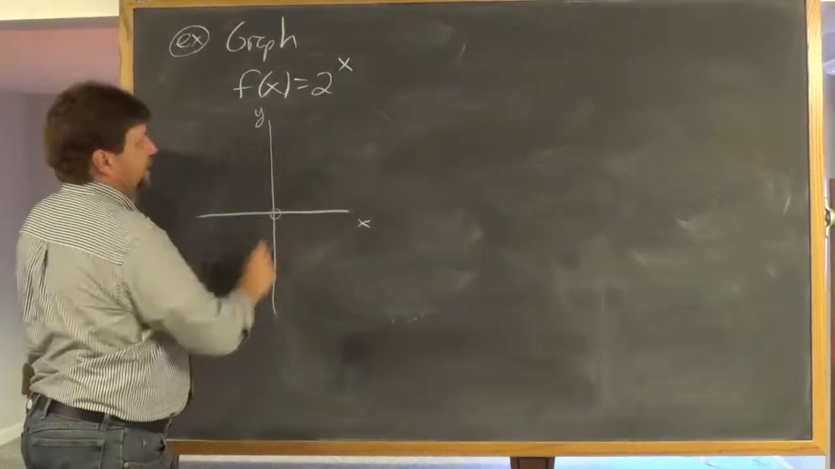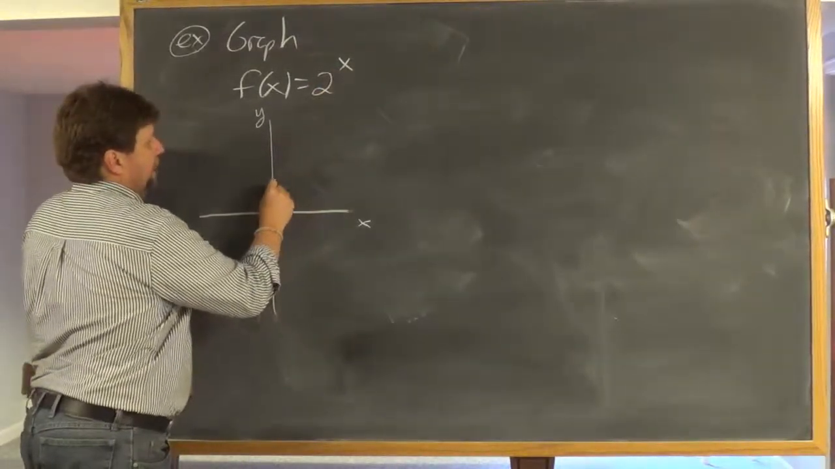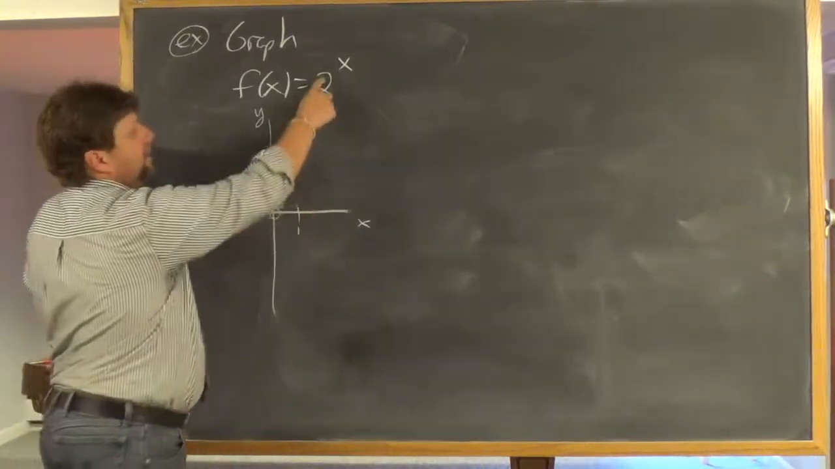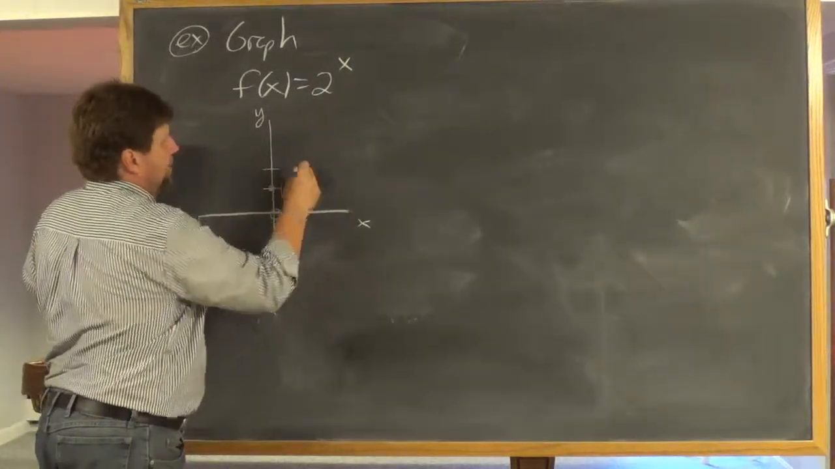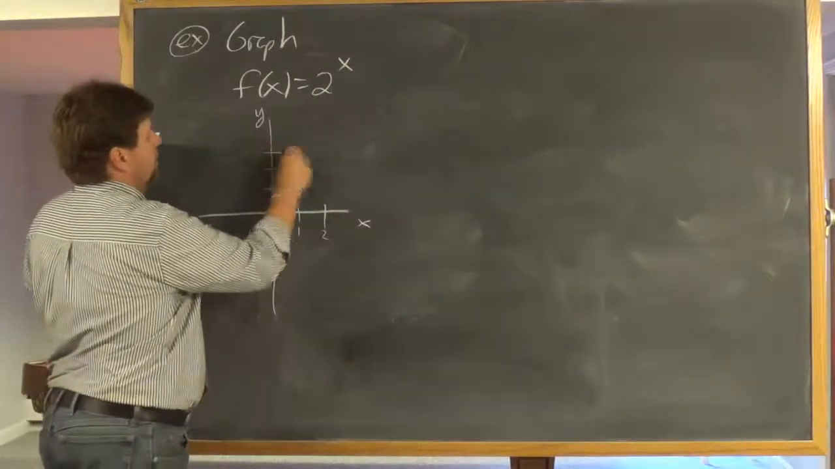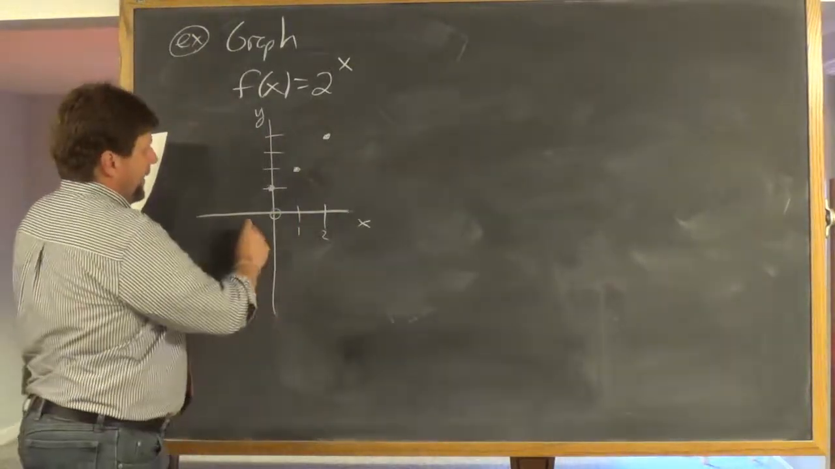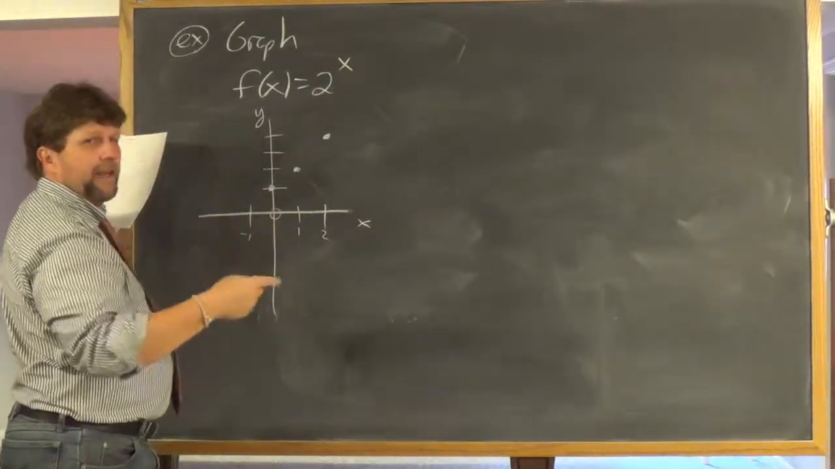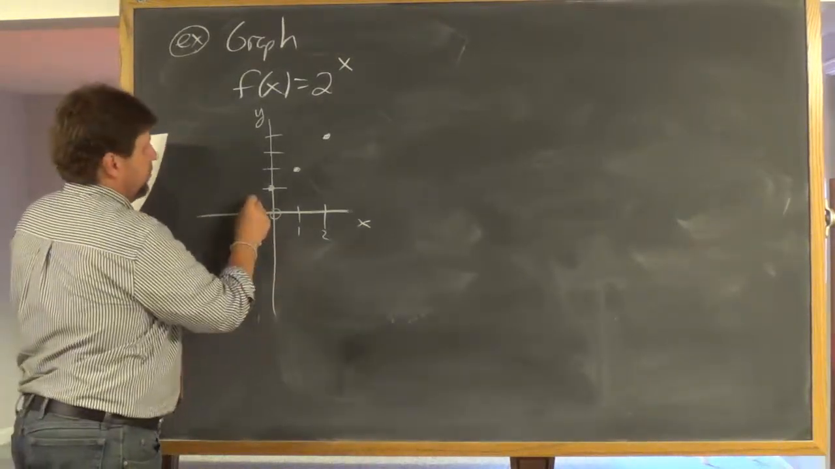So if x is 0, I put 0 in for x, 2 to the 0 is 1. So the point 0, 1 is on the graph. If x is 1, well 2 to the first power is 2. So there's another point that's on the graph. If x is 2, I put 2 in for x, 2 squared is 4. So there is another point that's on the graph. If x is negative 1, I put negative 1 in for x. Well, 2 to the negative first power, that's 1 over 2 to the first power, so it's 1/2.